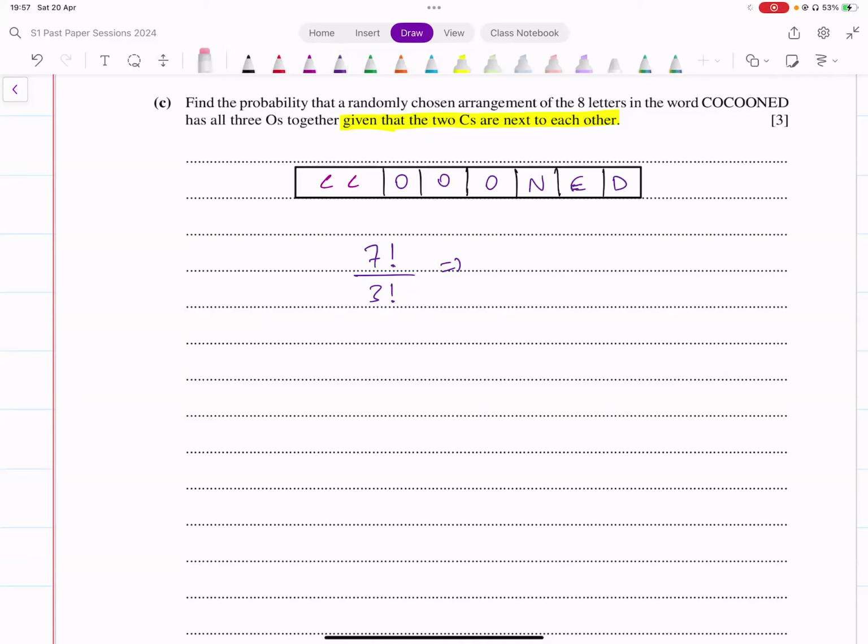All right, let's see what this turns out to be. Remember, we're not dividing by 2 factorial for C's here because they're in a single box. We're not considering their arrangements with each other in the first place. So there's no point of dividing that by 2.